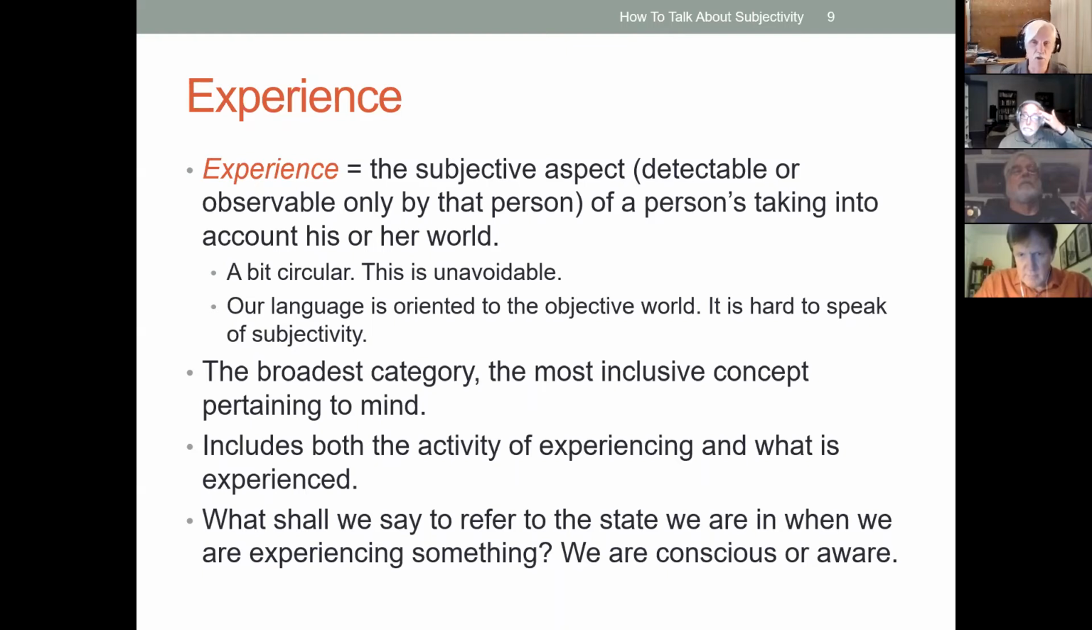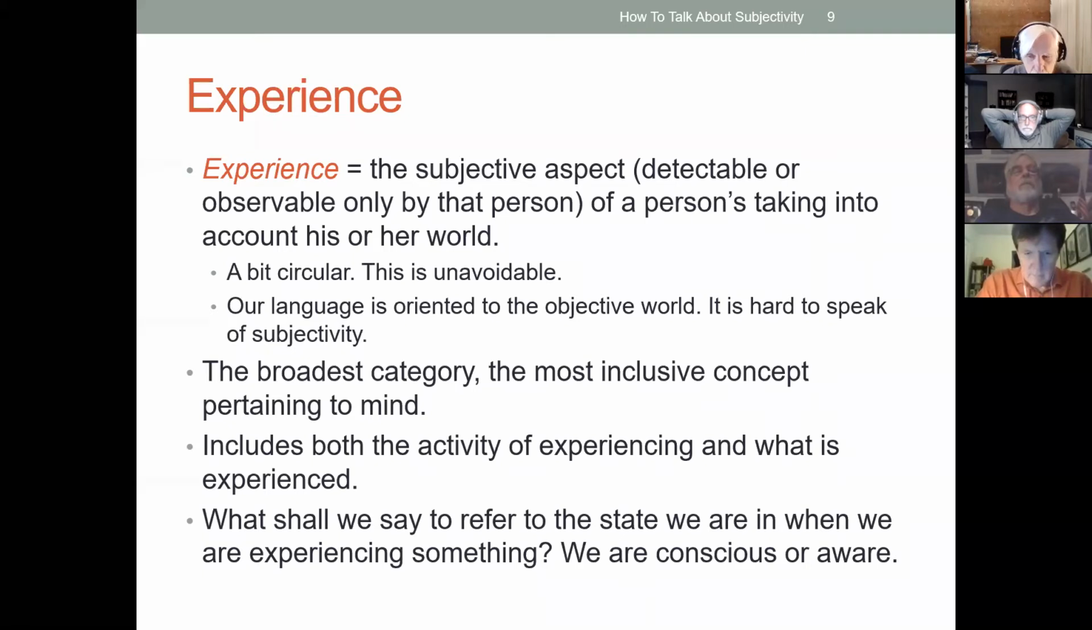Now this is a little circular, unavoidably a little circular. Experience is the subjective aspect, and the subjective means detectable, observable, that is to say experienceable, so it's kind of circular. But we can't help it because our language is basically devoted to the external world. It's oriented to the public world. We can talk about trees and cars and COVID-19 and all the stuff that's out there that everybody can interact with. And so it's hard to speak of what's private, what's subjective.